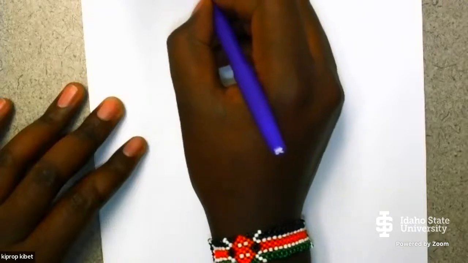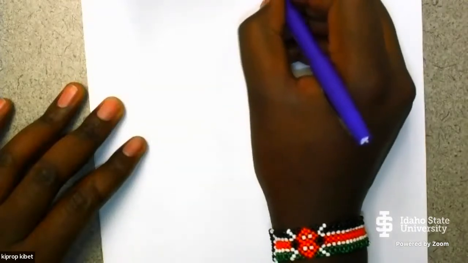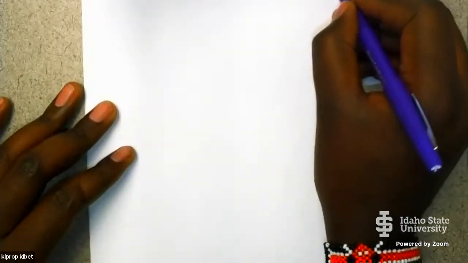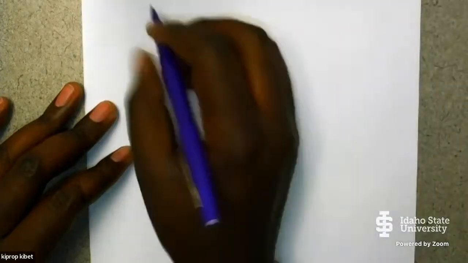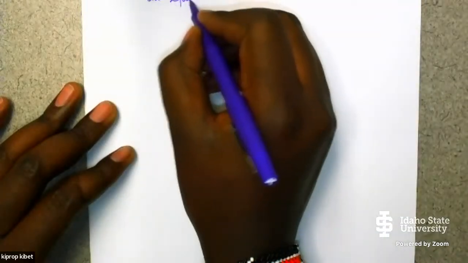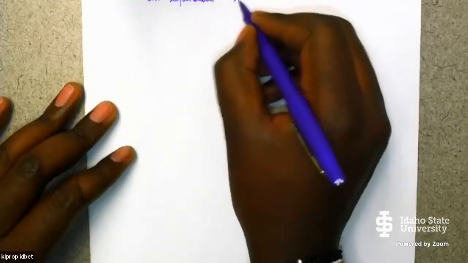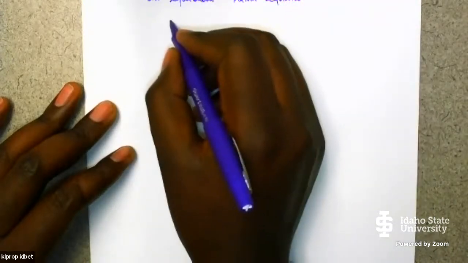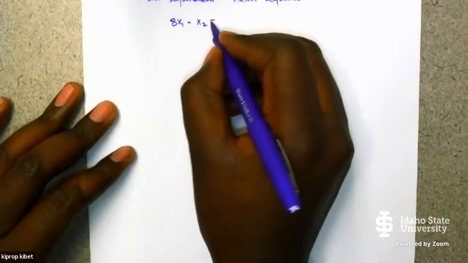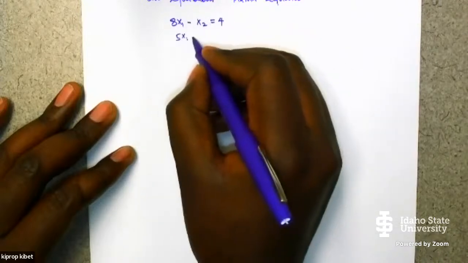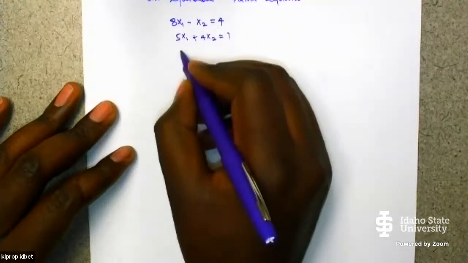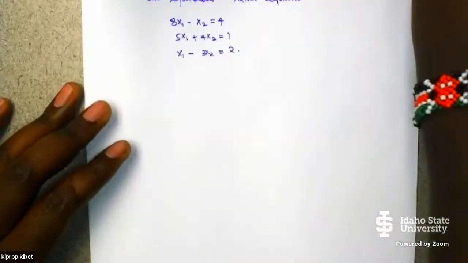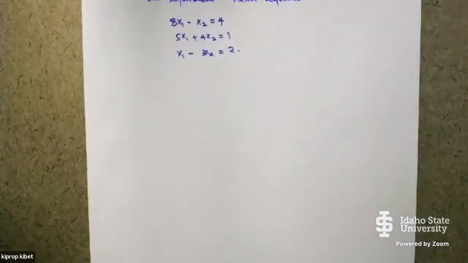Convert the following linear system to an equivalent matrix equation. We have the linear system 8x1 minus x2 equals 4, 5x1 plus 4x2 equals 1, and x1 minus 3x2 equals 2. We have such a linear system.